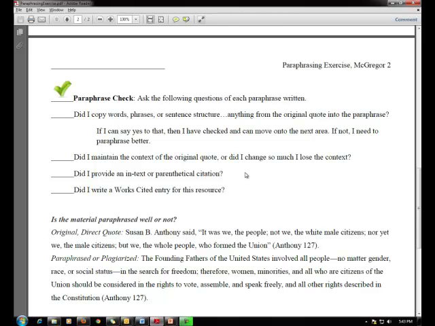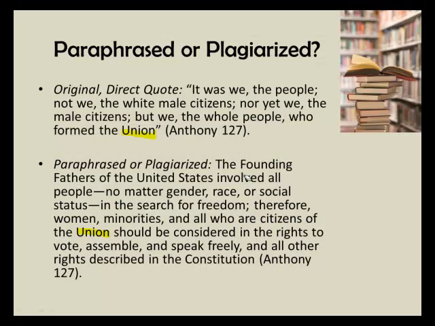Did I maintain the context of the original quote, or did I change it so much I lose the context? What do you think? Don't you kind of think that I've overdone it here? I've really slipped into analysis instead of actually paraphrasing, because up above here, let me erase my other highlights for me to change.